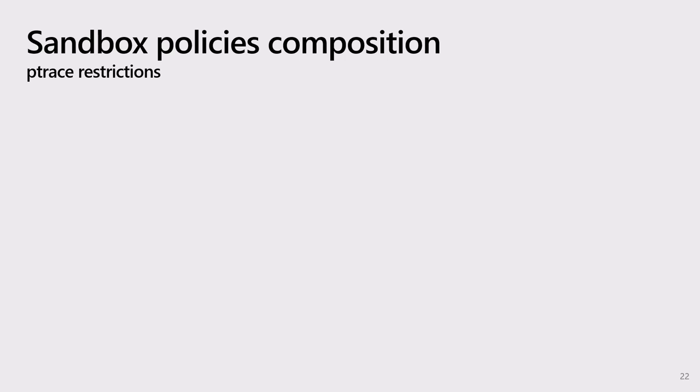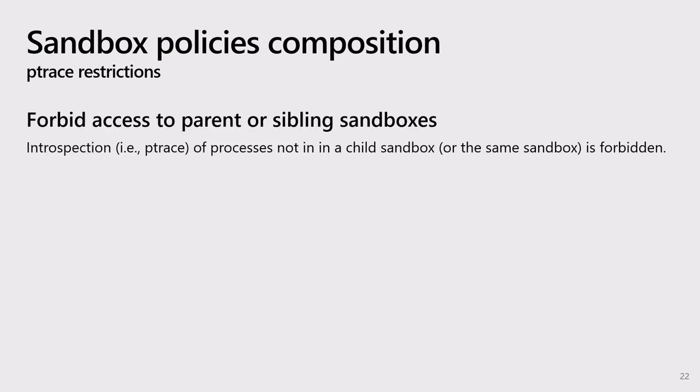Because Landlock sandboxes can be nested, the kernel must make sure that the sandbox boundaries cannot be crossed in a way that will lead to a privilege escalation. To make this simple and effective, Landlock checks sandbox hierarchies when a sandboxed process requests access to a process from another sandbox, which means through ptrace, which is a debug feature.